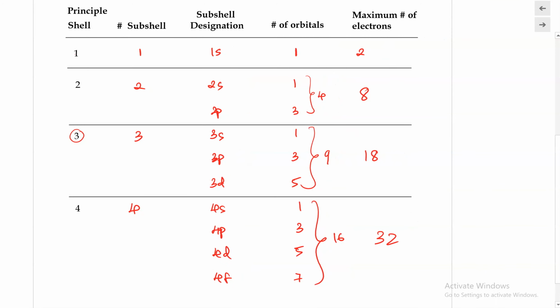So that's how we can figure out how many subshells, how many orbitals, and how many electrons each of the principal shells can accommodate.